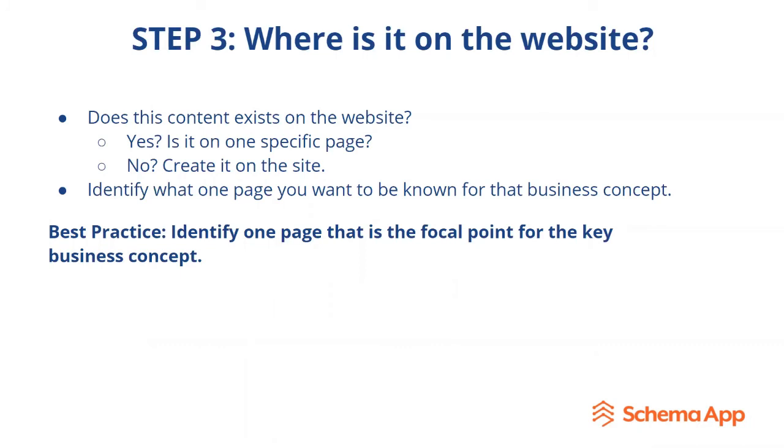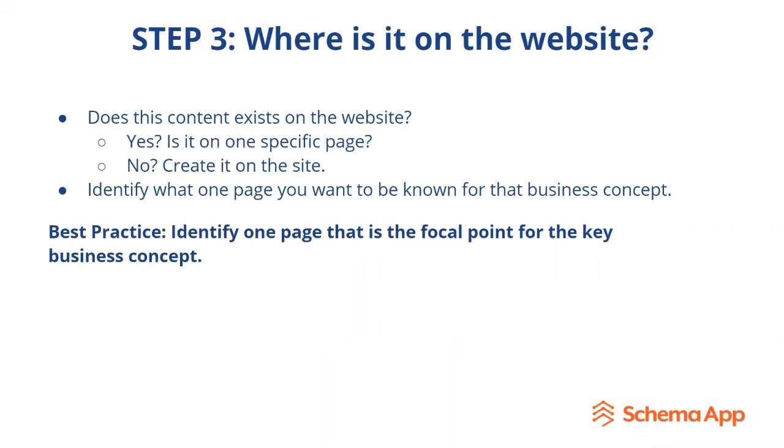So the first question, does this content exist on your website? Did you identify a key business concept that isn't described on your website? If the answer is yes, is it on a specific page? If it doesn't exist, you need to create it on the site. Number two is identify what you want to be known for. Is there a key topic that you're not covering? Because then you need to create content for that as well.